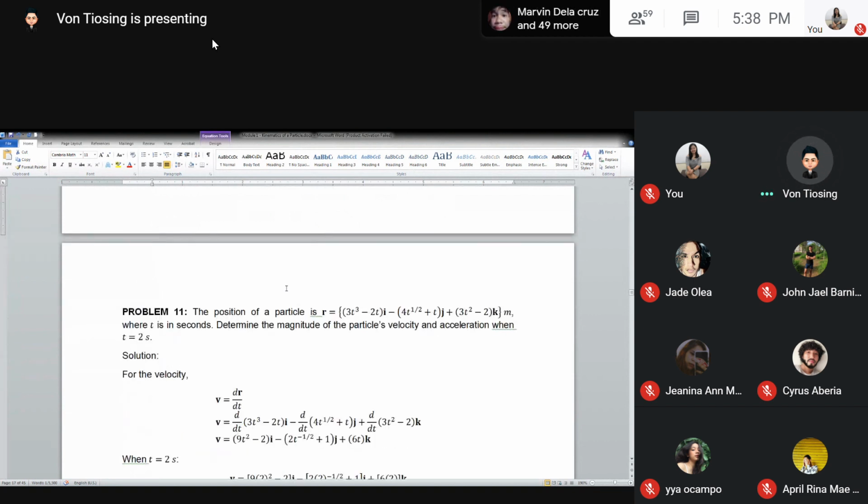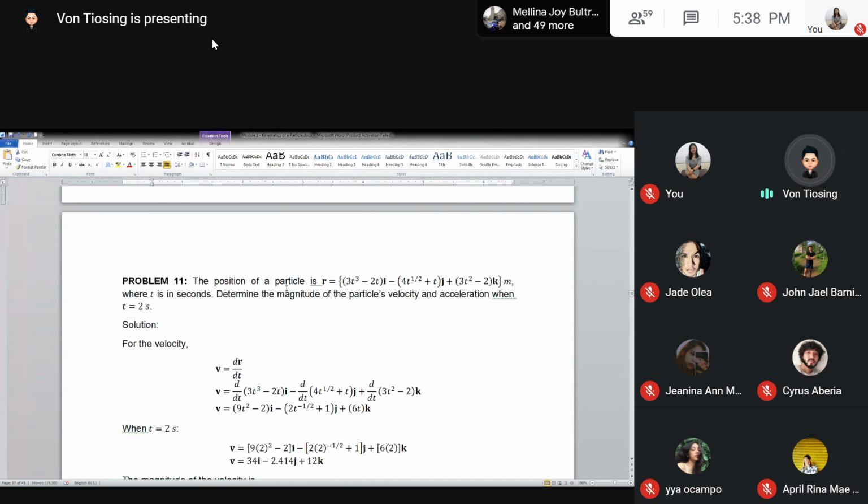In order for us to understand this one, let's go to sample problems. The position of a particle is r, equal to what? Yung x component is 3t cubed minus 2t. Y component is equal to negative of 4t raised to 1/2 plus t. And the z component is equal to 3t squared minus 2, in meters, where the parameter t is in seconds. Determine the magnitude of the particle's velocity and acceleration when t equals 2 seconds.